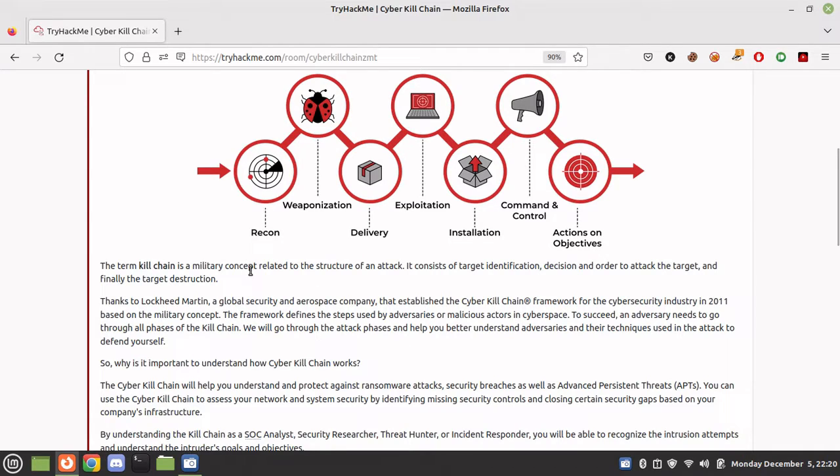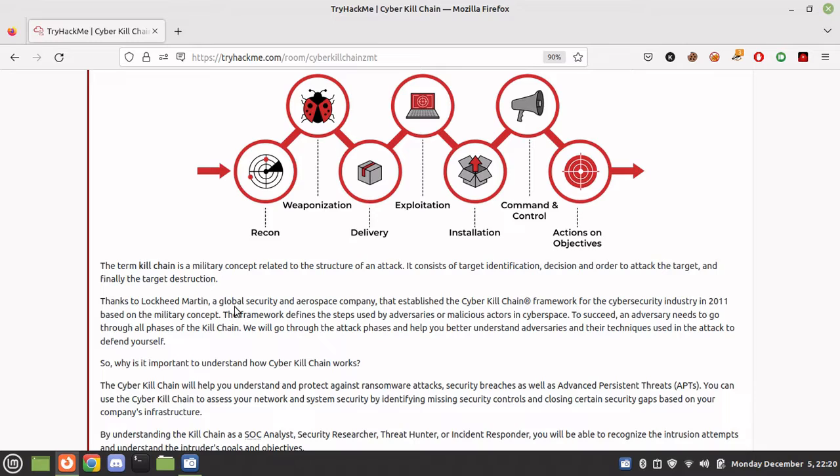The term kill chain is a military concept related to the structure of an attack. It consists of target identification, decision and order to attack the target, and finally the target destruction. Basically, this originated from a military concept, thanks to Lockheed Martin, a global security and aerospace company that established the cyber kill chain framework for the cybersecurity industry in 2011, based on the military concept.